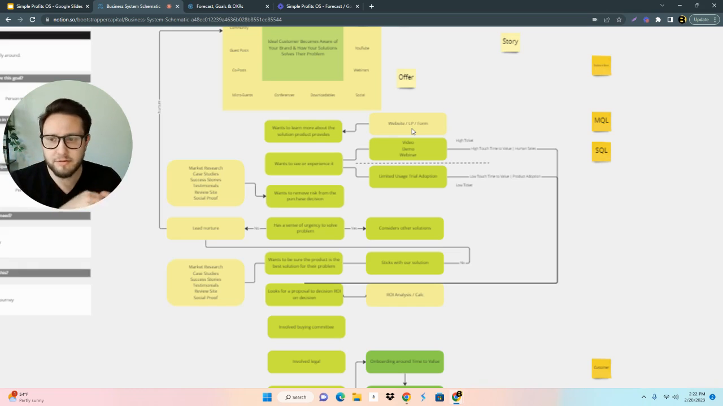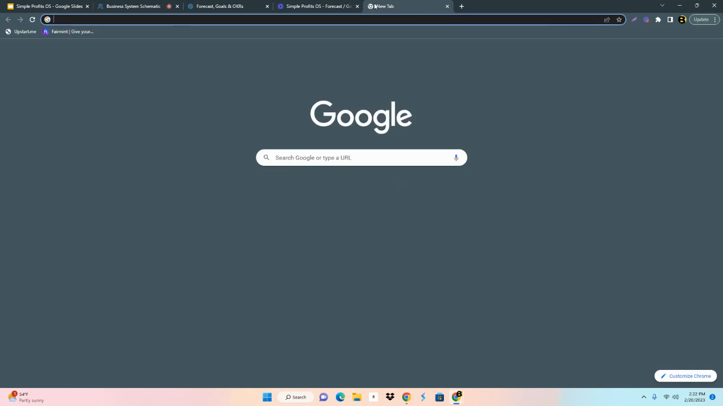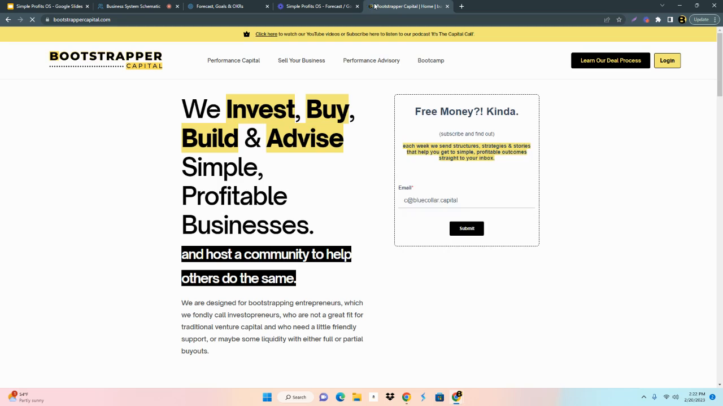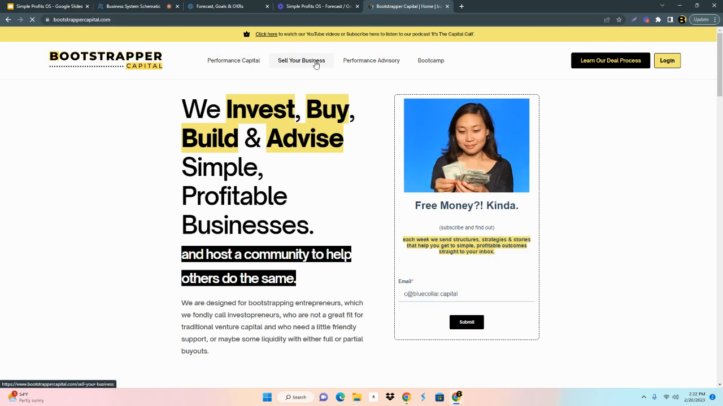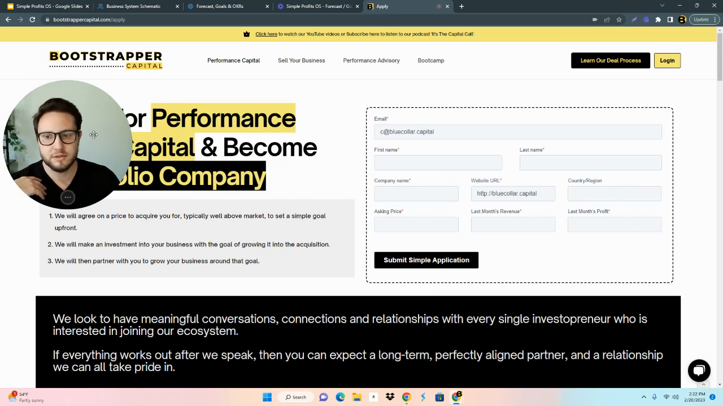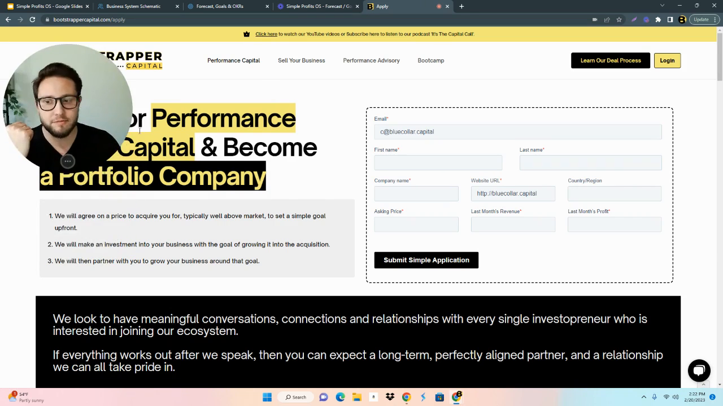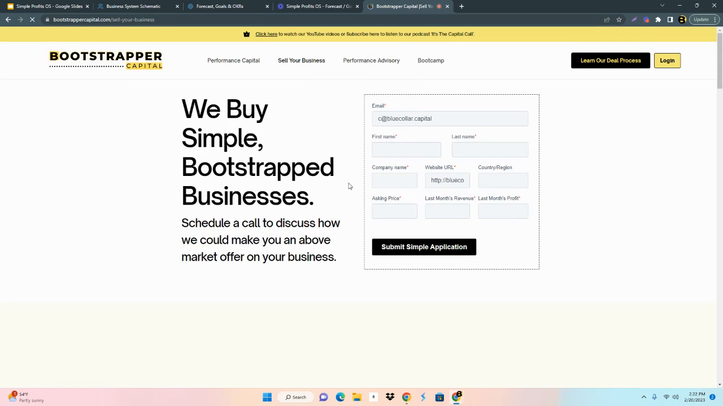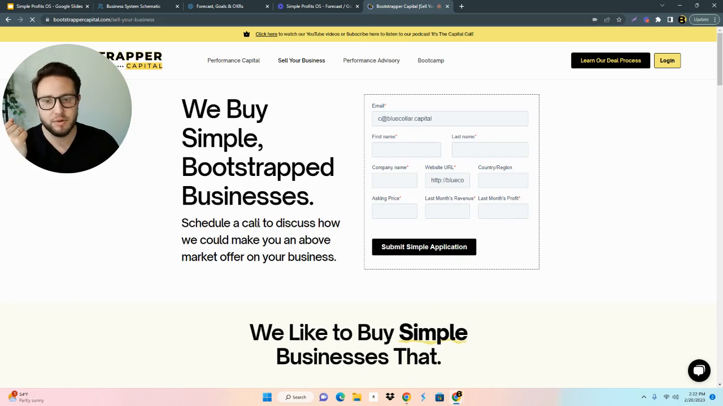And then typically you're going to want to have a form so that you can capture the awareness of the person who's coming in. An example of this: I could go to Bootstrapper Capital, and let's just say somebody wants performance capital. Boom, right here. This would be a landing page example for somebody to use. So, apply for performance-based capital, become a portfolio company. Each one of these realistically is a great example of this. Sell your business is the same. We buy simple, bootstrap businesses. You can schedule your call.